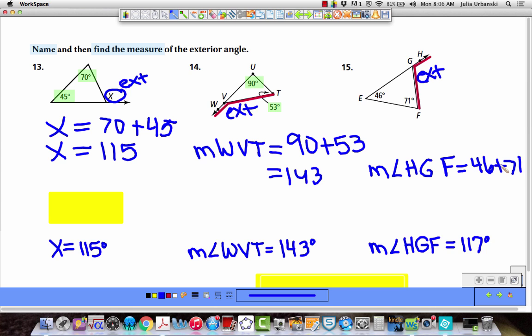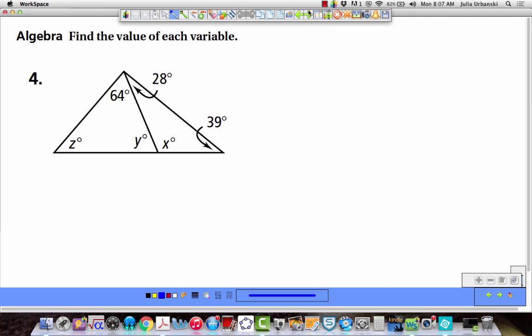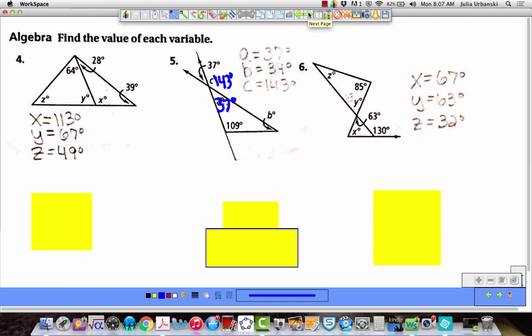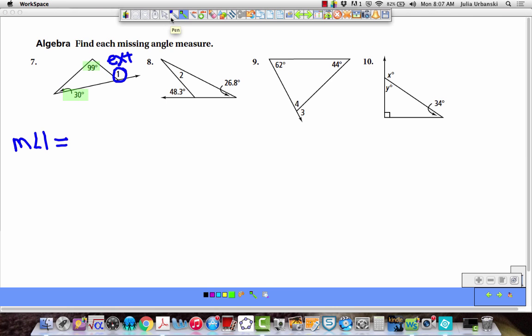Alright, turn to the back page. Alright, we already did 1 through 6, right? We need to go down to number 7. There we go. Alright, so this is going to mix it up a little bit, but the rule still stands. The exterior angle is the one that stands alone. Angle 1 equals the other two remote angles added together. So we're going to take 99 plus 30, and we're going to get 129.